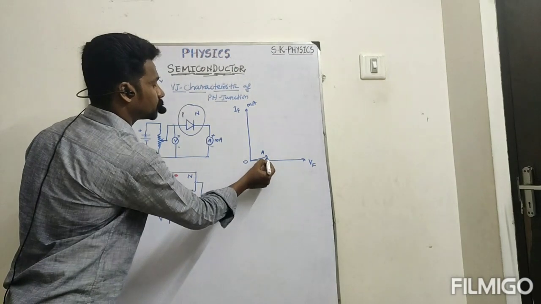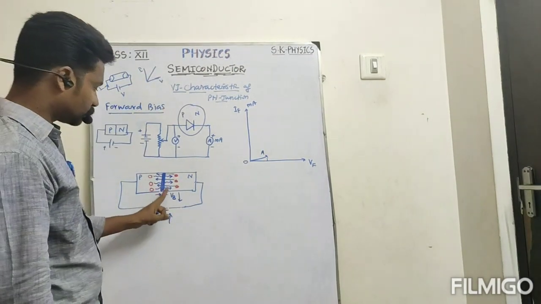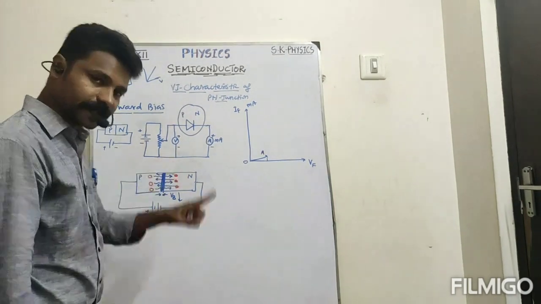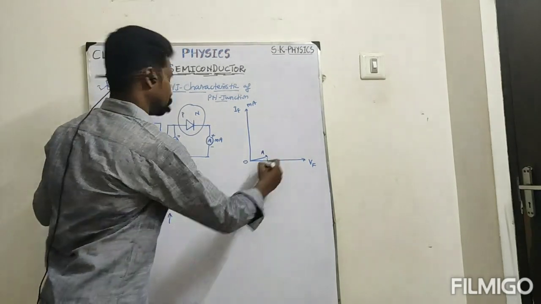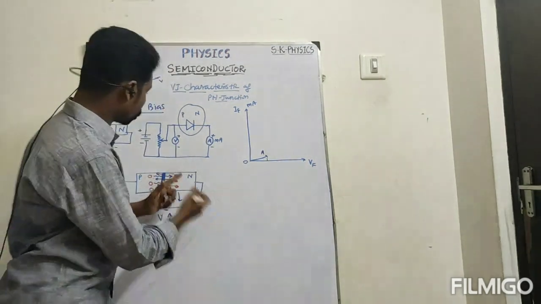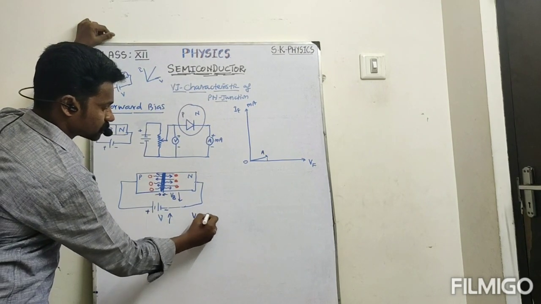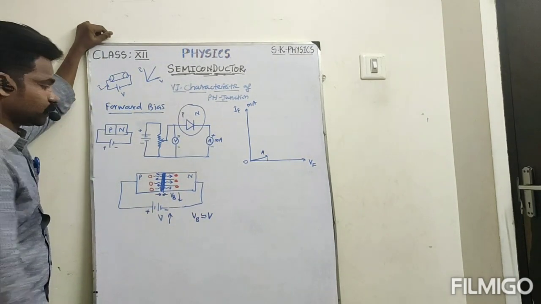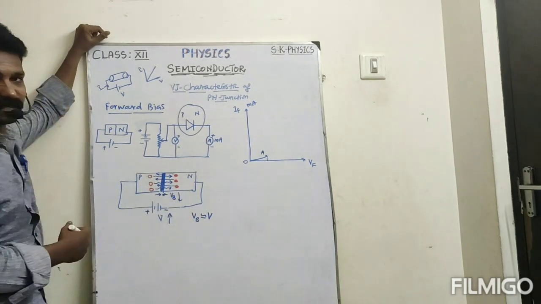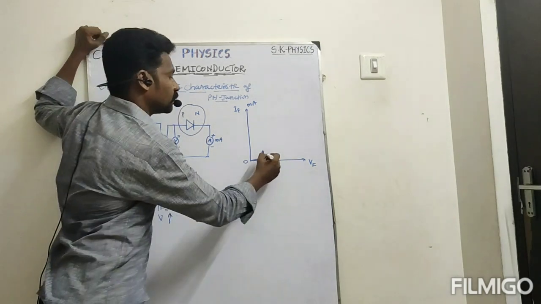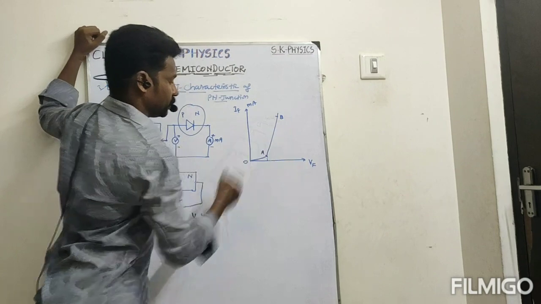once it has reached almost this potential barrier value and the barrier is eliminated, the current value rises to a peak. Because in forward bias the barrier voltage is nearly equal to the applied voltage. After the majority charge carriers cross that region, the current value suddenly rises here. So this is let's take B.